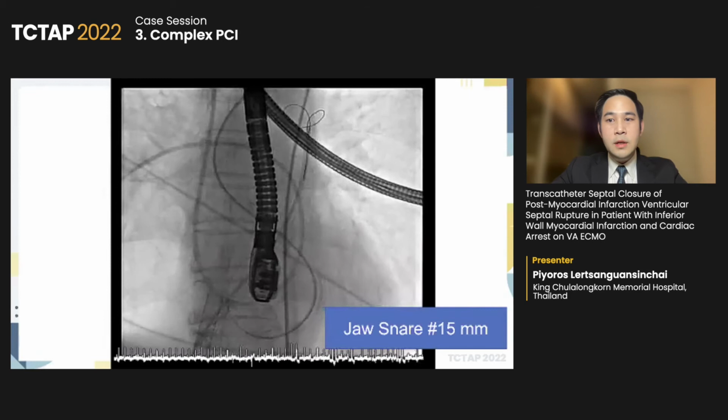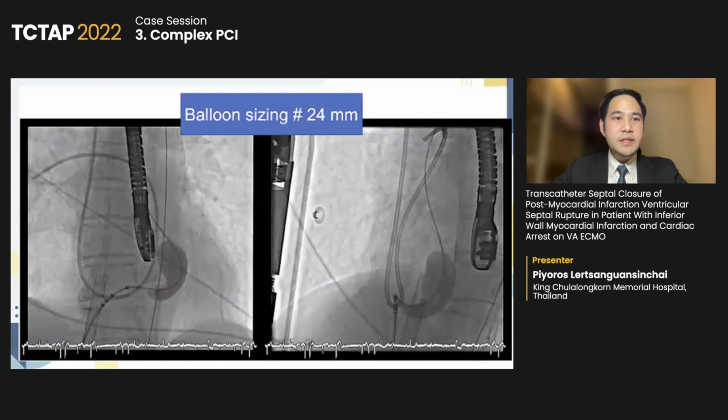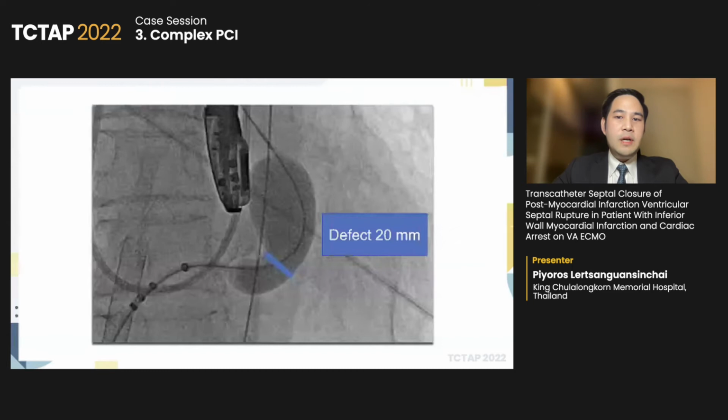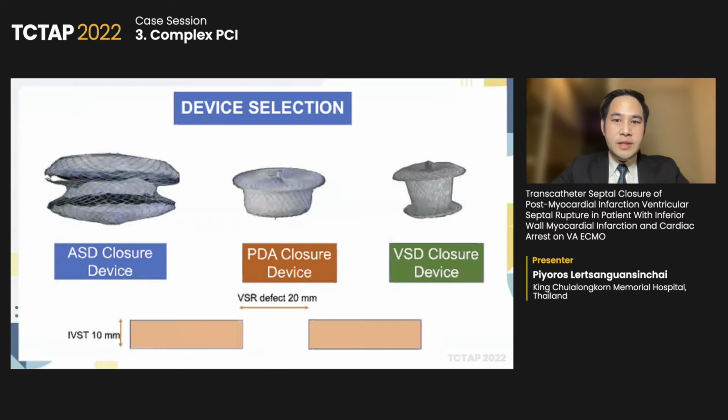Then we inserted a 24 millimeter sizing balloon via the femoral vein to measure the VSR defect size. The VSR defect was about 20 millimeters. For device selection, the VSR defect size and interventricular septal thickness were the important factors that we had to consider for device selection.